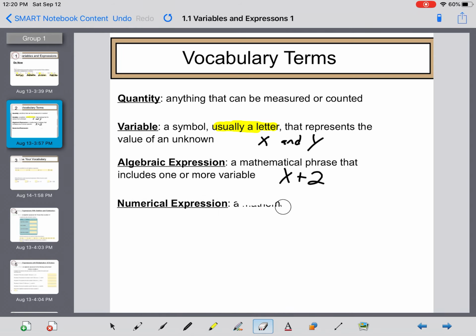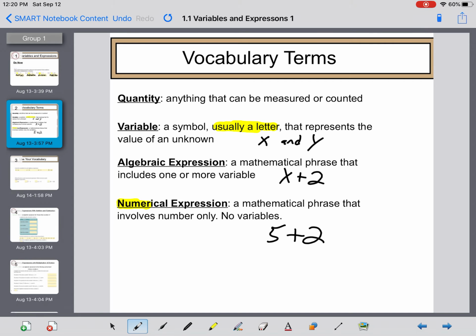A numerical expression is a mathematical phrase that involves numbers only. There are no variables. And notice how numerical looks a lot like the word number. So an example would be, instead of x plus 2, 5 plus 2. I don't see any letters involved in here, numbers only.